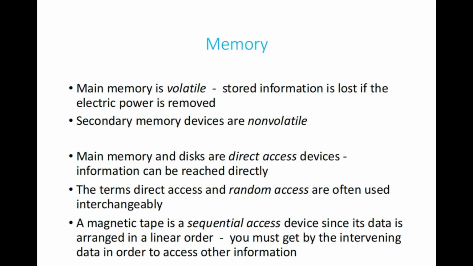Main memory is volatile. I mentioned this. Main memory represents the RAM. Stored information is lost if the electric power is removed. That's what it means for memory to be volatile. The main memory, which is the RAM, random access memory, is where the data of instructions that are running at a particular time are stored temporarily.